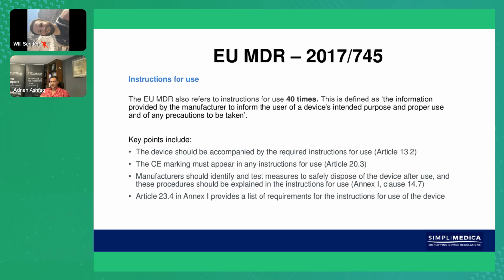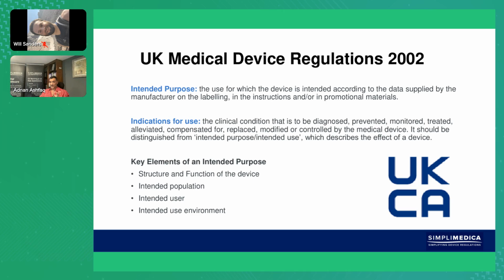We put all of that information in the instructions for use. So the key points here are that the device should be accompanied by the required instructions for use, that the CE mark must also appear on the instructions for use, and that the manufacturer should identify and test measures to safely dispose of the device after use. These procedures should be explained in the instructions for use, along with a list of requirements for the instructions for use of the device. So these are all elements of the instructions for use, but it always comes back to the intended use and the intended purpose. Now, I don't want to miss out the UK regulations.